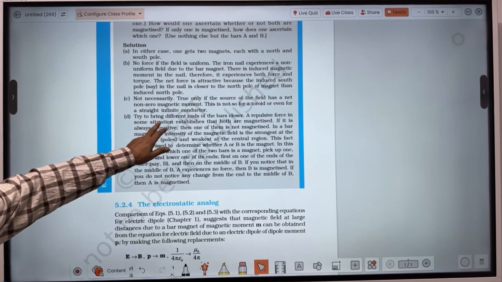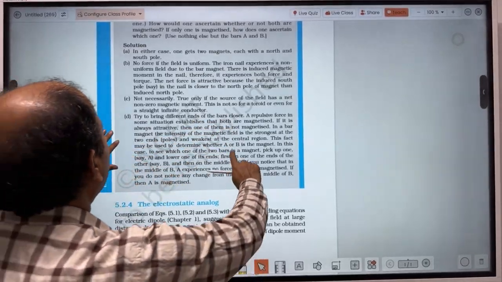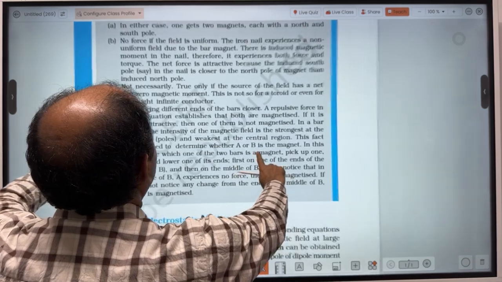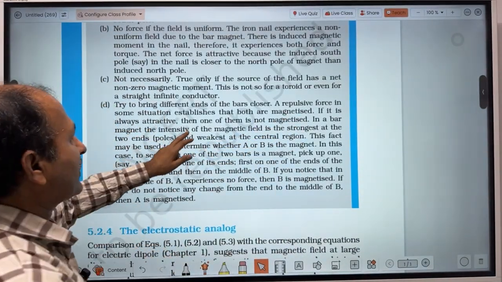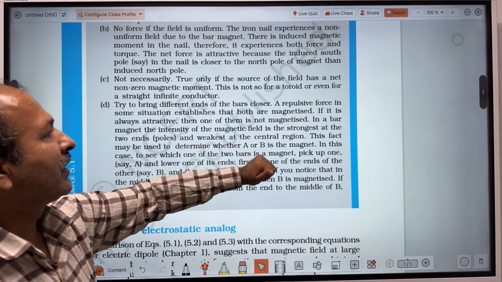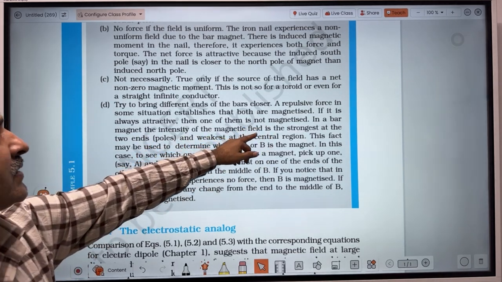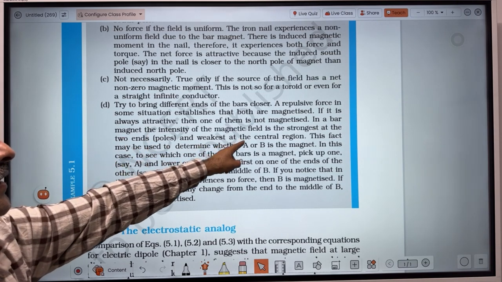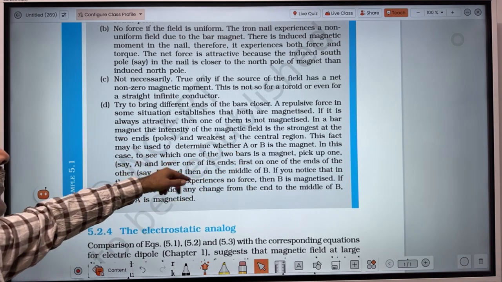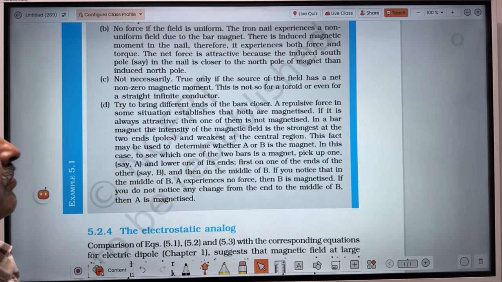Try to bring different ends of the bars closer. A repulsive force in some situation establishes that both are magnetized. If it is always attractive, then one of them is not magnetized. In a bar magnet, the intensity of the magnetic field is the strongest at the two ends, that is on their poles, and weakest at the central region. This fact may be used to determine whether A or B is the magnet.